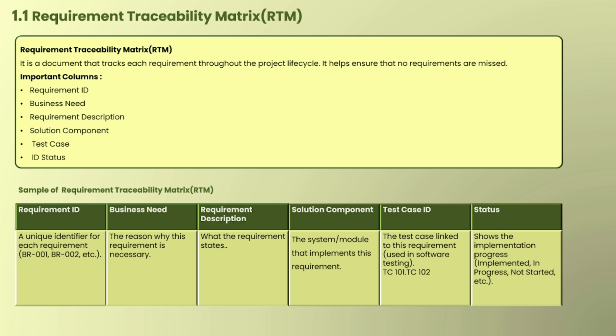The QAs are there who help us in this, and there is a particular test case ID for that, TC101, TC102. I just provided the example. And the last is status, which shows the implementation progress, whether it is implemented, whether it is in progress, or whether it has not even started. So such things are collated in the requirement traceability matrix, and it gives a 10,000 feet view of what exactly is going on in the project with respect to the requirements.